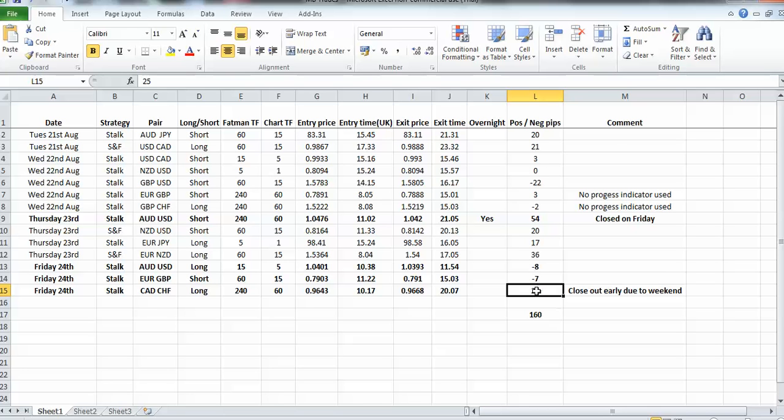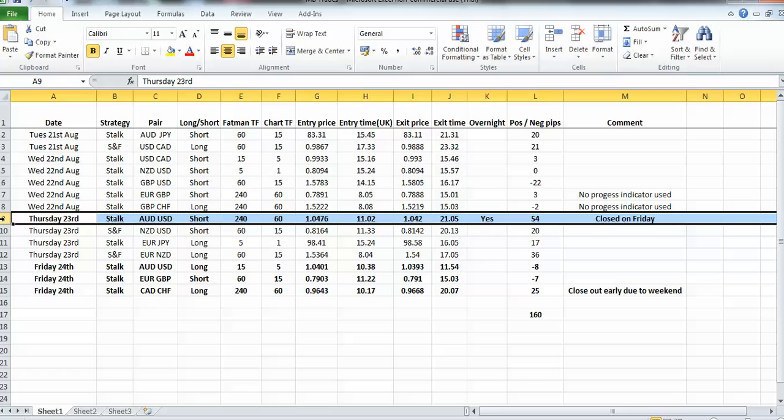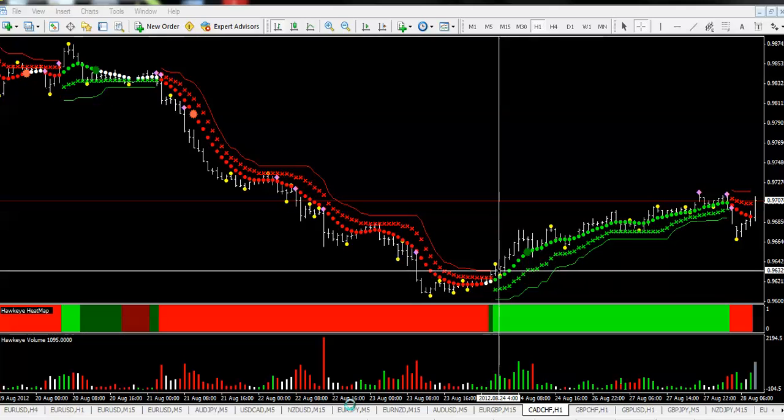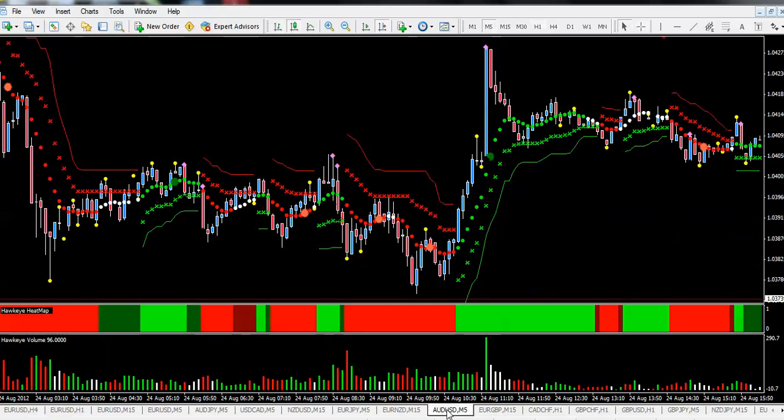Could have been more, but I decided to exit on the Friday evening. The other trade that was closed out on the Friday was a trade that I actually started on the Thursday, and it's this one here. It's the Australian dollar versus the US dollar again, this time a long and on a longer time frame, which was the hourly chart.